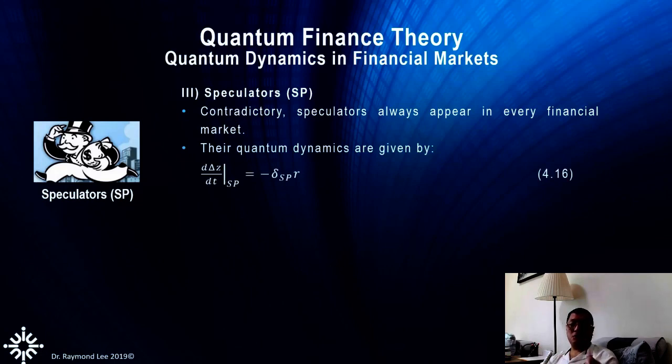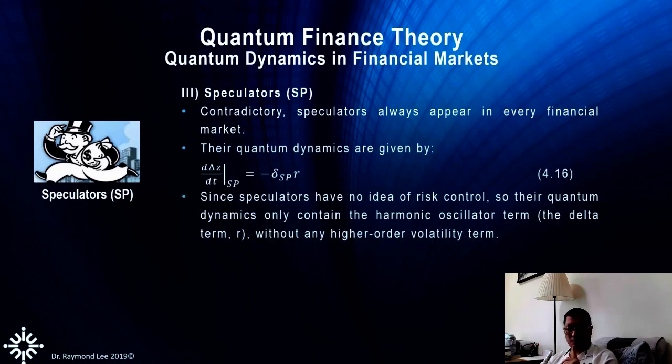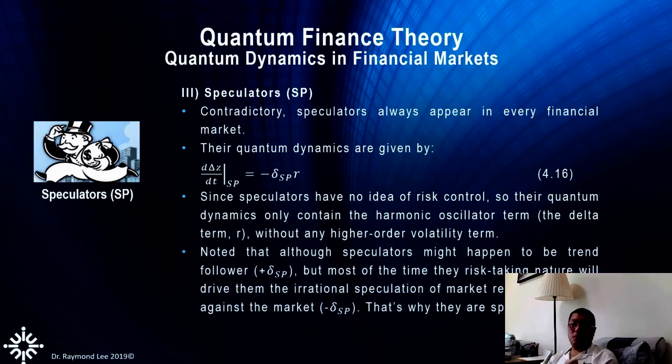The quantum dynamics using the same formulation is something like this. But because they have no risk control, the quantum dynamic only contains the harmonic oscillator terms, the delta term R, without any higher order term. Although the speculator might happen to be a trend follower, most of the time they are opposite, so that's why we put a negative. In fact, it's true. In every single paper, we prove it to be true. The formulation is simple because they have no risk control, so there is no higher order vorticity.